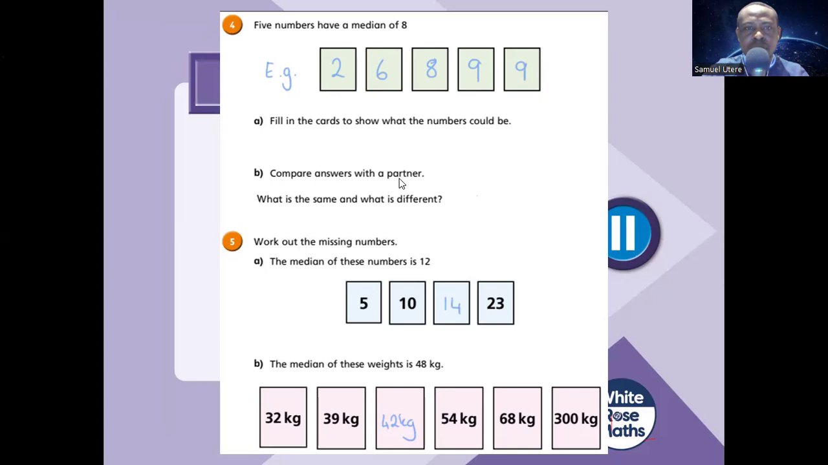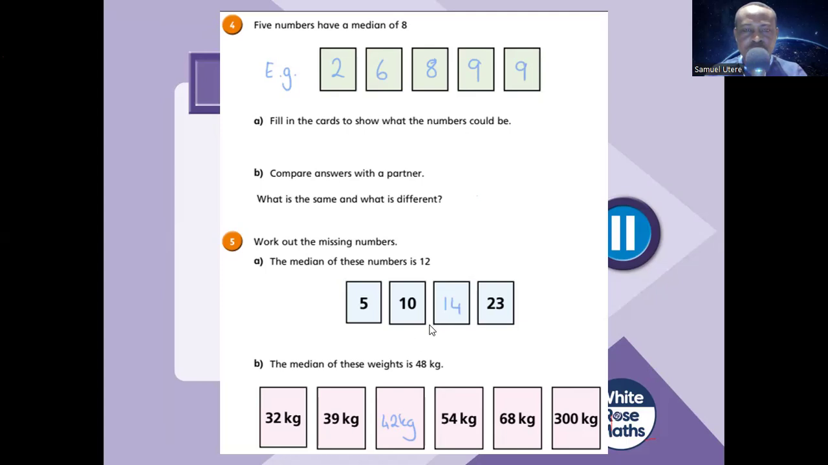Okay, and you could compare with your partner if you're watching this video with your partner or with somebody you're working with. Question 5, you're asked to work out the missing numbers. The median of these numbers is 12. Of course, remember your interval technique. If the median is 12 and this is 10, of course, we can do this. Just in case you don't remember, let's just discuss this.